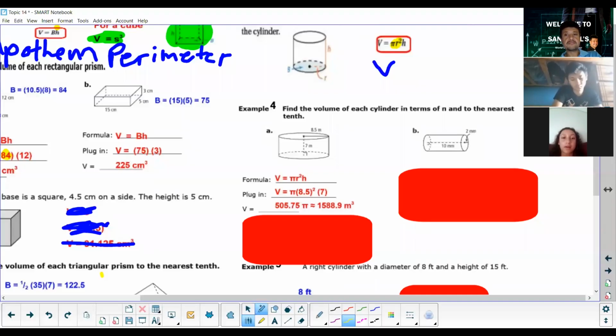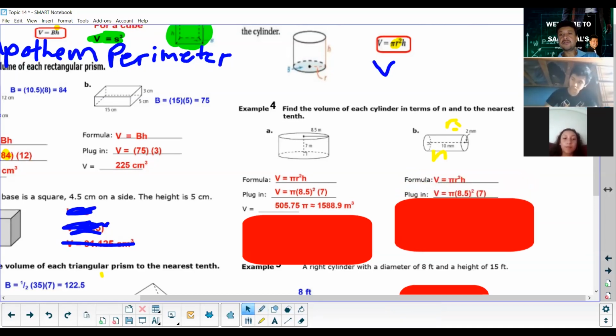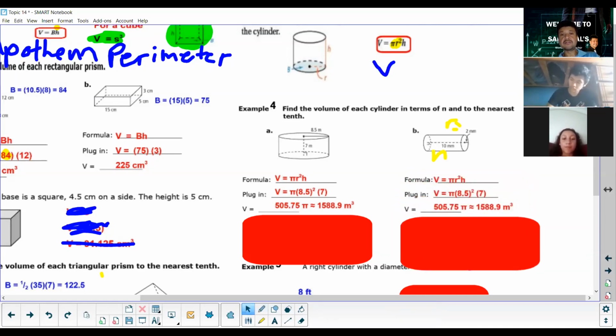So the 10 and the 2. Good, but what do they mean as far as letters in the equation? Translate that to results on the equation. Okay, so the 2 means the radius. Remember, radius is always the center to the outside, right? So there's your radius. And then the 10 represents the height, which is the difference of bases. So as we solve this one, it leads into using the equation, 8.5 squared and then times 7, so we get that solution.